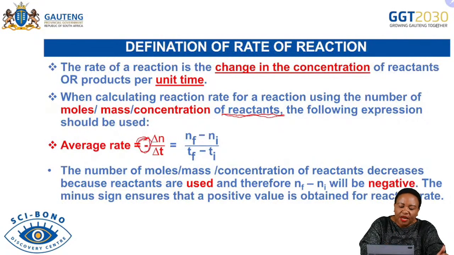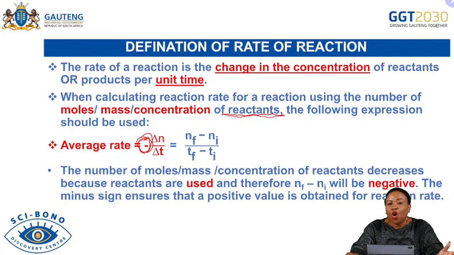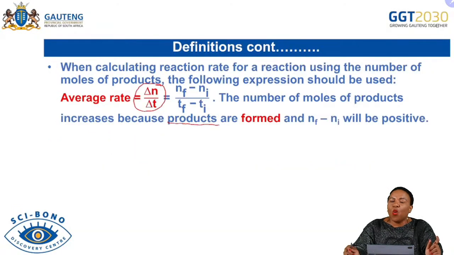We also explained the significance of the negative number. We said we use a negative number if we calculate the number of moles, the mass, the volume or the concentration of the reactants, because the reactants are going to be used. As they are used, finally they will have a lesser value. So for us to have a positive rate of reaction, we must include a negative sign. When we calculate in terms of the product, you must not include a negative sign, because the product is being formed. At the end of the day, the final product will be higher than the initial product.